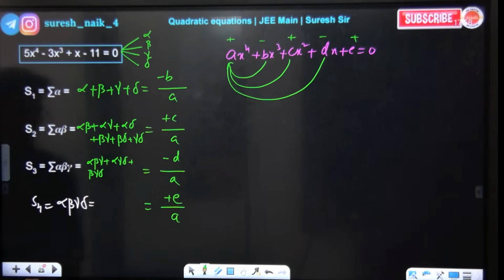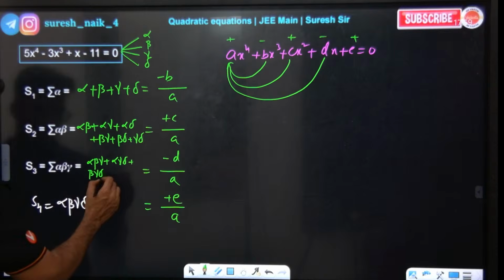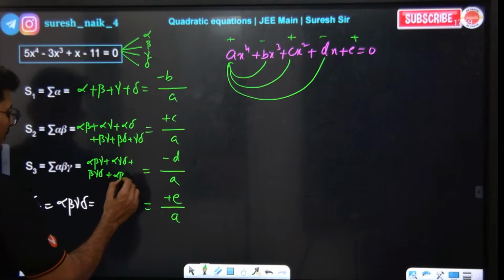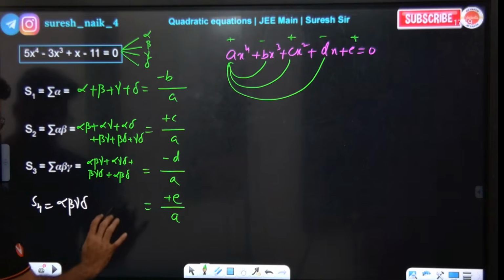Okay, so only these 3 possibilities: alpha beta delta. Next, another: beta delta alpha. Next, alpha delta beta, alpha beta gamma, alpha beta delta. Okay, this is d by a. The product of the roots is this much only. Okay, directly e by a.